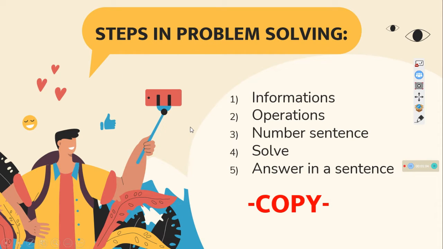If you have an exercise book with you, you can copy these steps in your exercise book or any paper that you have. Okay, the first step is information. The second one is operation. Third, number sentence. Four, solve. And fifth, answer in a sentence. After this, I will explain to you how to use these steps in problem solving in each question.